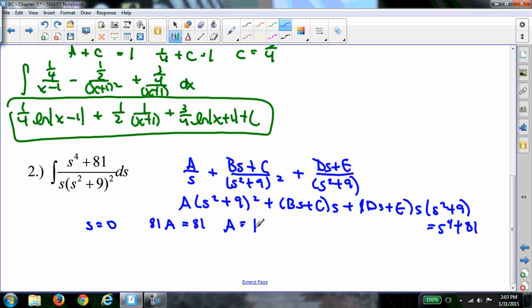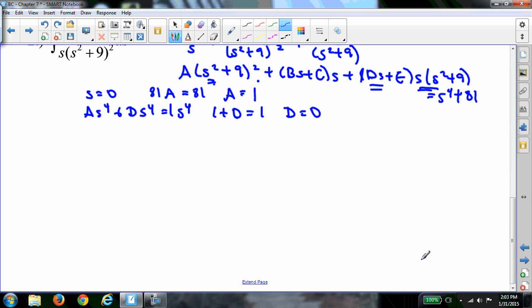So then let's look at the powers of s to the 4th. A s to the 4th would be this term here, squared. And then over here I have a ds to the 4th. So a plus d times s to the 4th has to equal 1 s to the 4th on the right-hand side. But I know a is 1, so that means 1 plus d has to equal 1, so d equals 0.